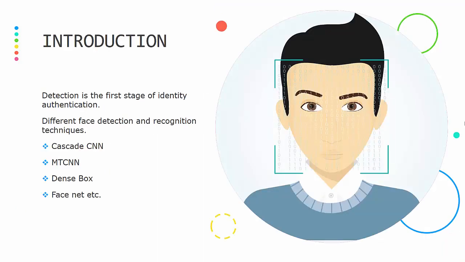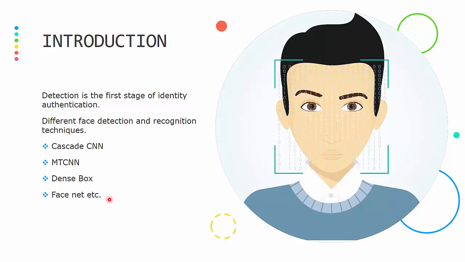This is the introduction. So we need to understand what face recognition is. Face recognition is widely used in computer vision applications. Generally, the first stage of face recognition is to detect and locate faces in images or videos. So we need an accurate algorithm that gives the best performance. There are multiple algorithms like I have mentioned here: cascaded CNN, MTCNN, DenseBox, FaceNet, and many more.